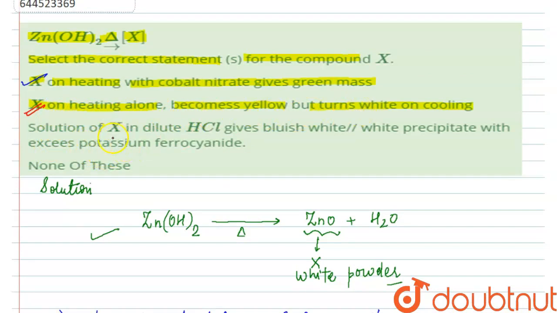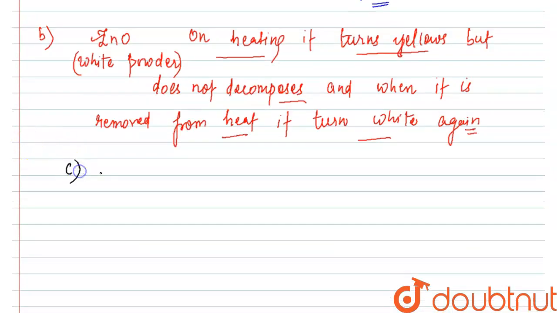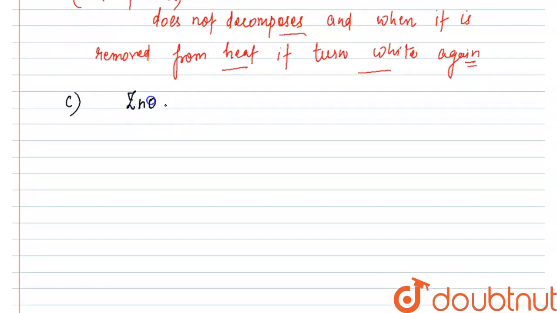Now, let us have a look at the third statement, which says that a solution of X in dilute HCl gives a bluish white precipitate with excess potassium ferrocyanide. Let us examine this also. We have ZnO, our compound X, treated with HCl. ZnO is amphoteric in nature, so it reacts with both acid and base. With acid, it gives a normal salt and water. So we get ZnCl2 and water.